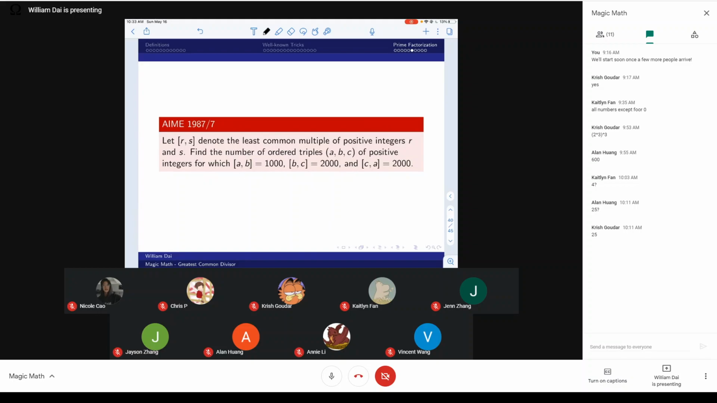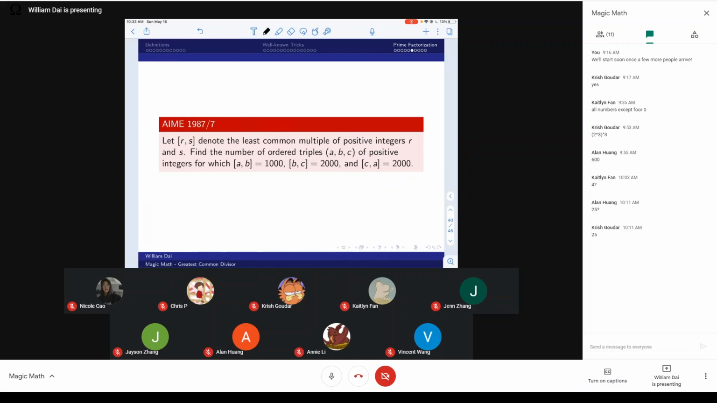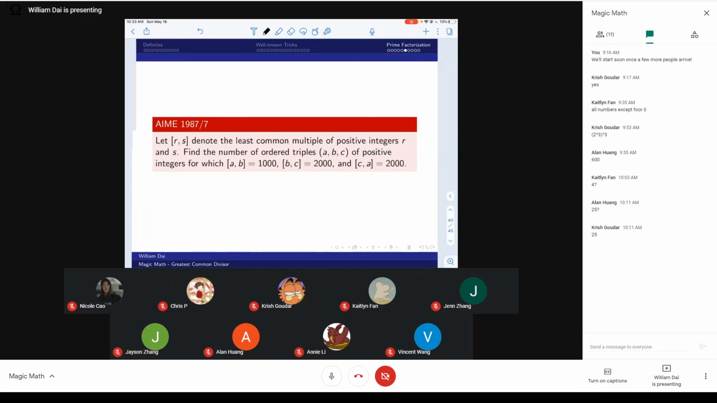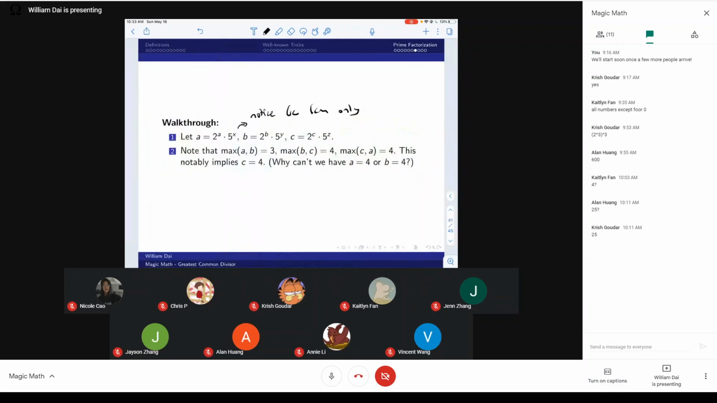Okay, let's go. We're kind of running out of time, so I'm going to speed this up. Now we prime factorize A and B, and notice we're given least common multiples of a bunch of pairs of these. All of these only have 2 and 5. So A, B, C can only have 2 and 5.